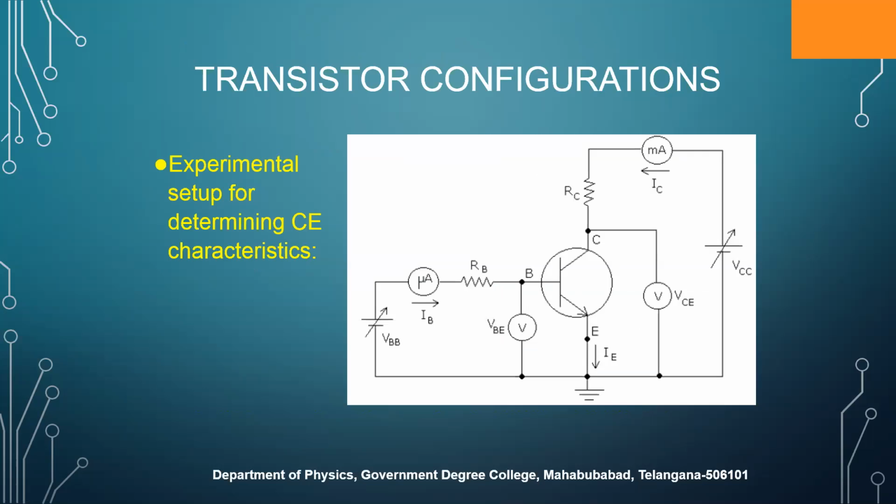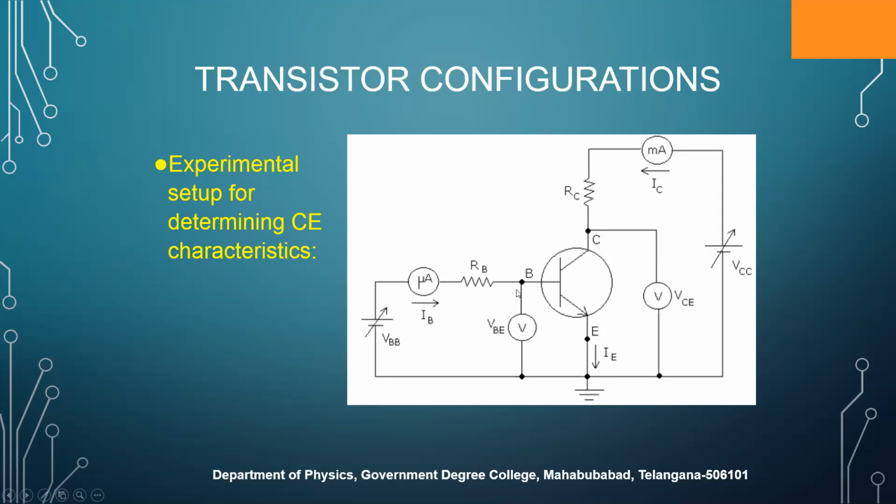So this is the experimental setup to determine the characteristics of a common emitter configuration transistor, because this is the most widely used configuration for all the devices. So this is the experimental setup for determining the CE characteristics. If you observe this diagram, the emitter is common for the input circuit and output circuit. That's why we call it the common emitter circuit.